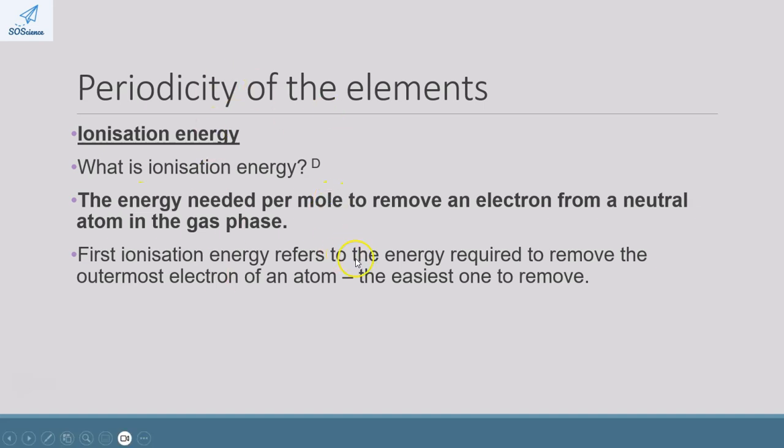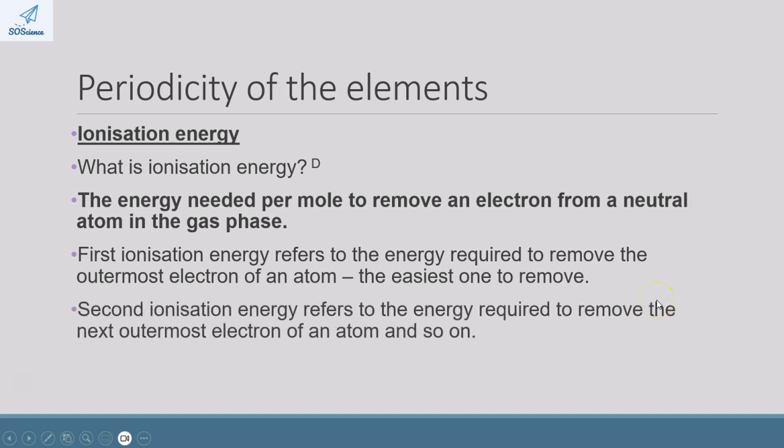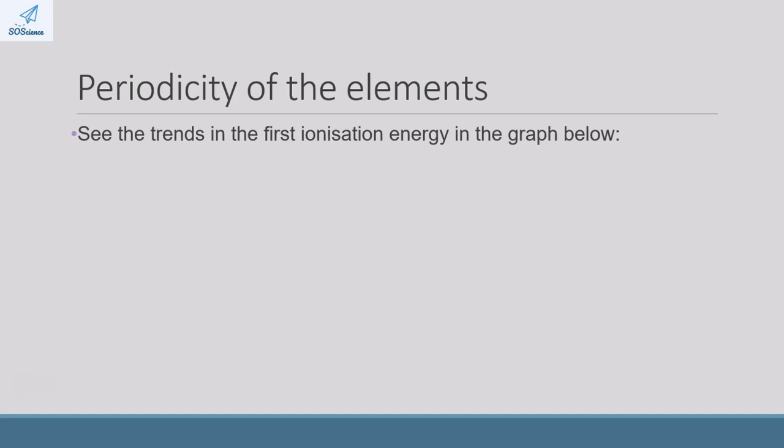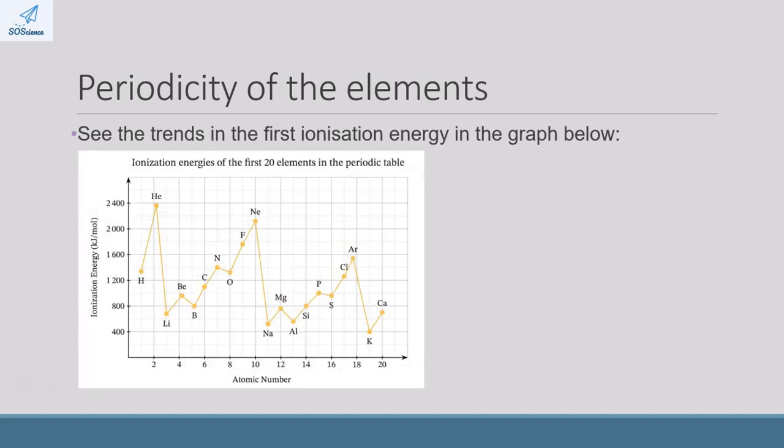Again, the first ionization energy refers to the energy required to remove the outermost electron from an atom, the easiest one to remove. Then the second ionization energy is the energy required to remove the next easiest, the next outermost electron from an atom, and so on. So let's see the trends in the first ionization energy. First ionization energy means the easiest electron to remove.